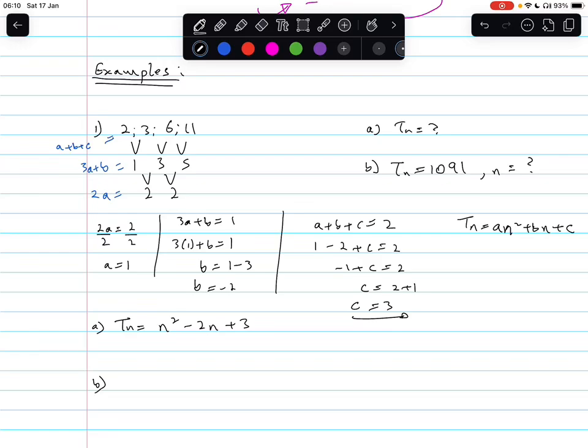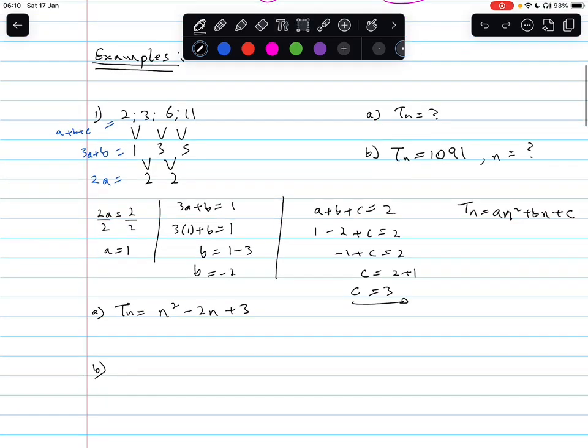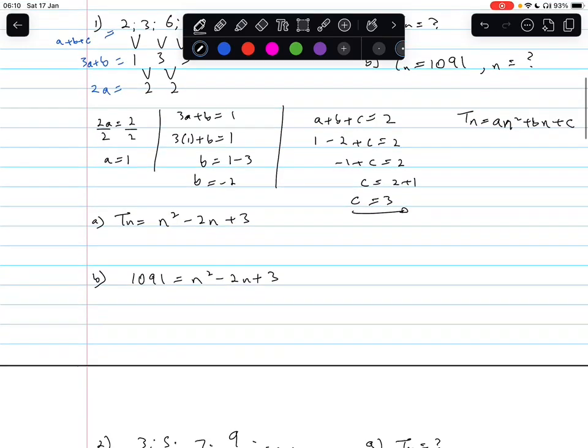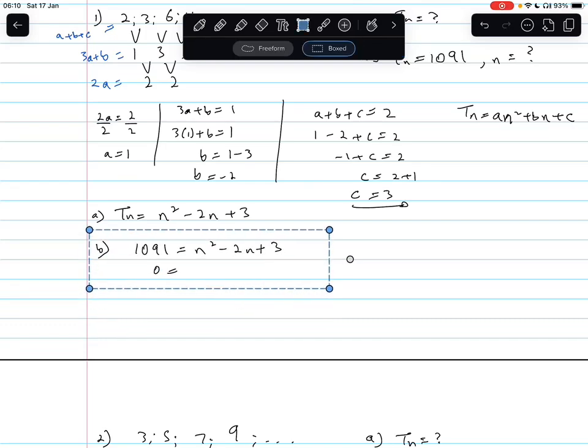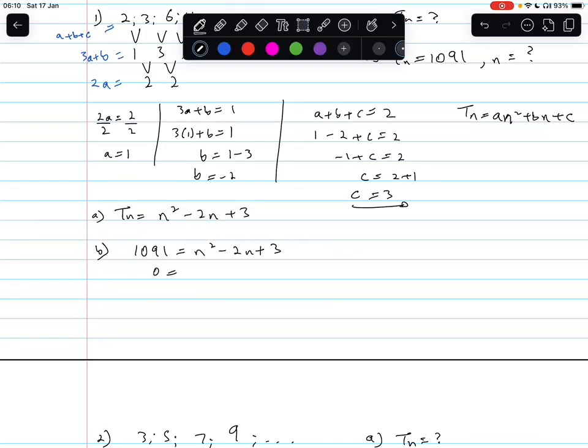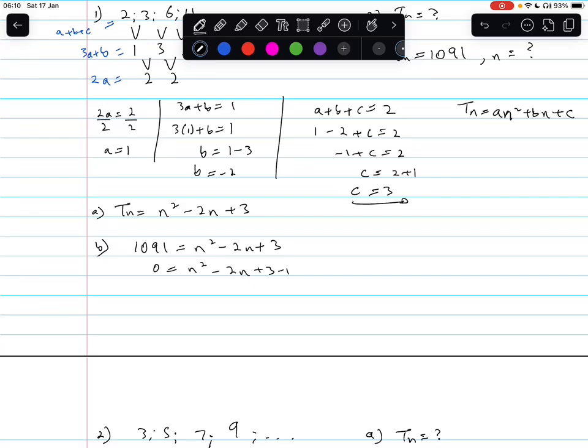And then for B, we're looking for which term number has the value 1091. So now we equate this to this equation and we solve. 0 equals n squared minus 2n plus 3 minus this one.